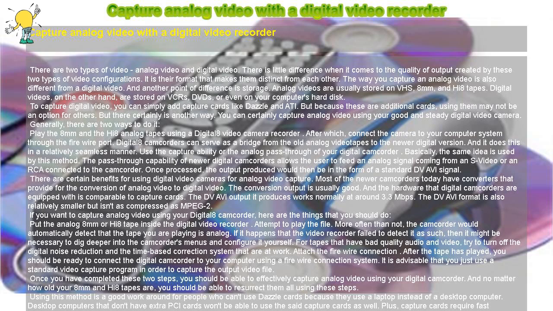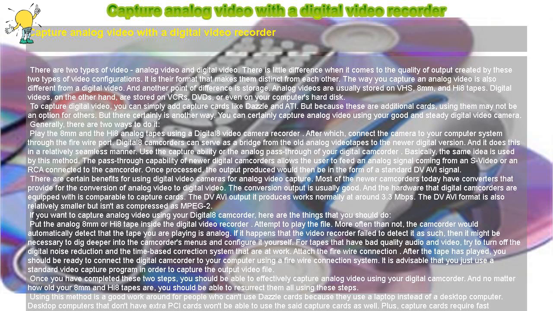Use the capture ability or the analog pass-through of your digital camcorder. Basically, the same idea is used by this method. The pass-through capability of newer digital camcorders allows the user to feed an analog signal coming from an S-video or an RCA connected to the camcorder. Once processed, the output produced would then be in the form of a standard DV/AV signal.